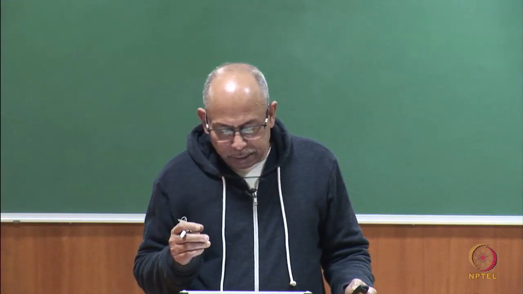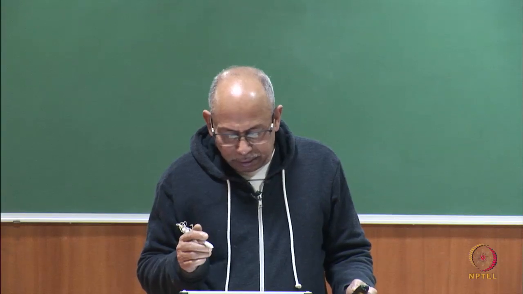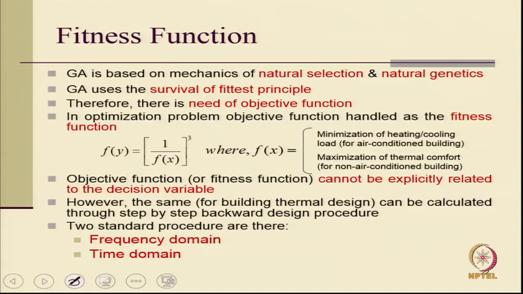So, that is the idea. So, this is what is done, and now here there is one problem, because it is always a maximization, and the survival of the fittest principle is adopted. Therefore, the need for an objective function. So, the fitness function maximizes. How do you minimize it?